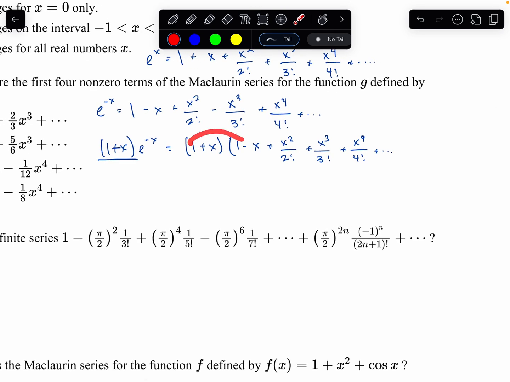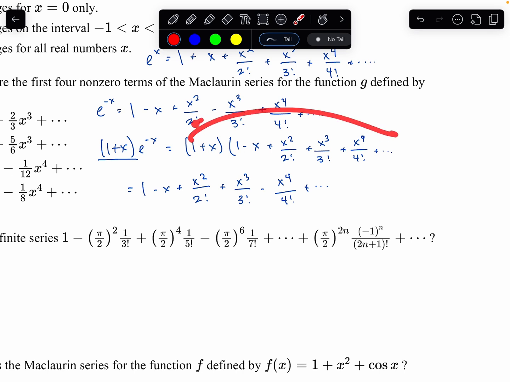So 1 times 1, that's going to be equal to 1. 1 times negative x, so minus x. 1 times x squared over 2 factorial, so that's just going to be plus x squared over 2 factorial. 1 times x to the third over 3 factorial, then minus x to the fourth over 4 factorial. I think I'm good there. I'm going to stop there.